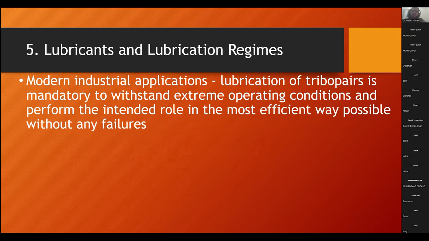So lubrication, as we studied in the previous slides, is something where a lubricant is present at the interfaces. The purpose is basically to reduce friction in manufacturing. For example, while you are using a lathe machine, you are cutting, doing a turning operation. You will be using coolants and lubricants so that you can lower the temperature at the tool and chip interface, so that the tool life can be enhanced.